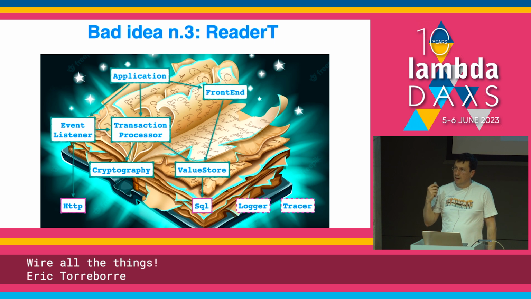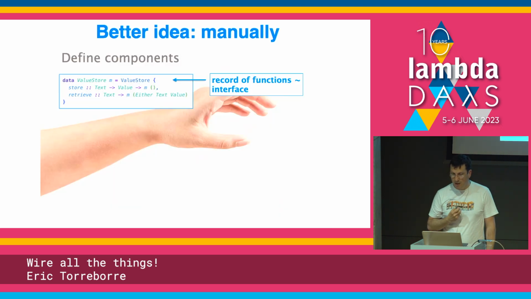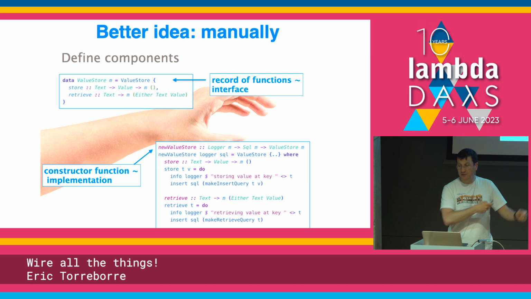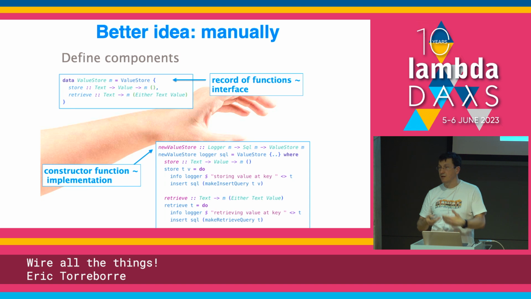So let's have a look at, okay, what if we were doing this manually? We can define interfaces in Haskell by just putting functions in a data type. So you have a record of functions, and that defines precisely an interface. We can have a function that builds values for this data type, taking other interfaces as parameters, and then you can implement each function and provide it to the rest of the world.